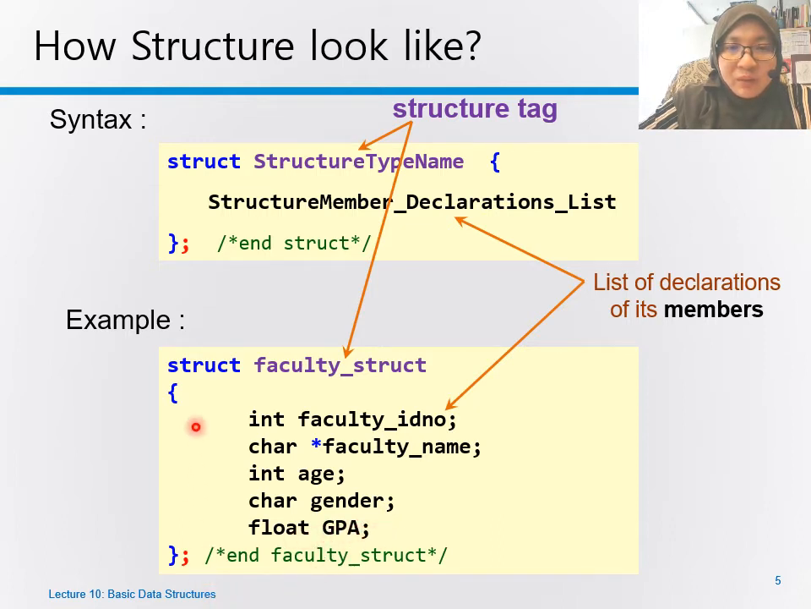You definitely need a semicolon. You have braces, as well as the semicolon. If you forget to include a semicolon, you produce an error. So these are the list of declarations of the members. You have integer, character, and float. Make sure that when you assign any variable, you identify, clarify, and declare the data types.